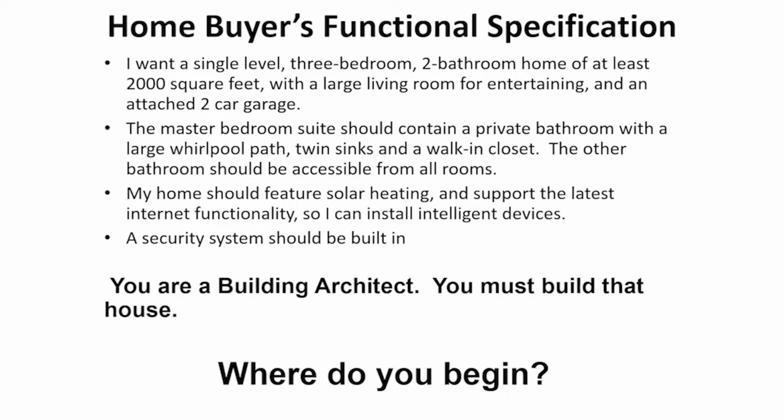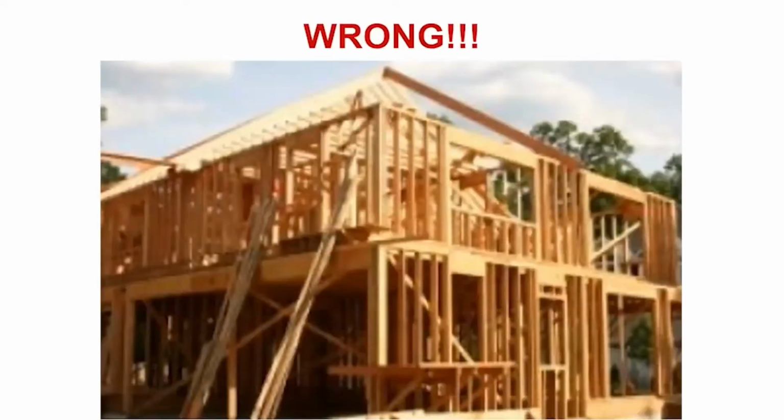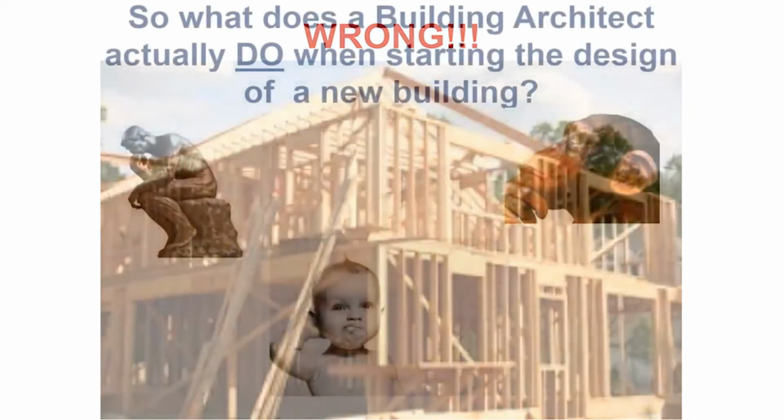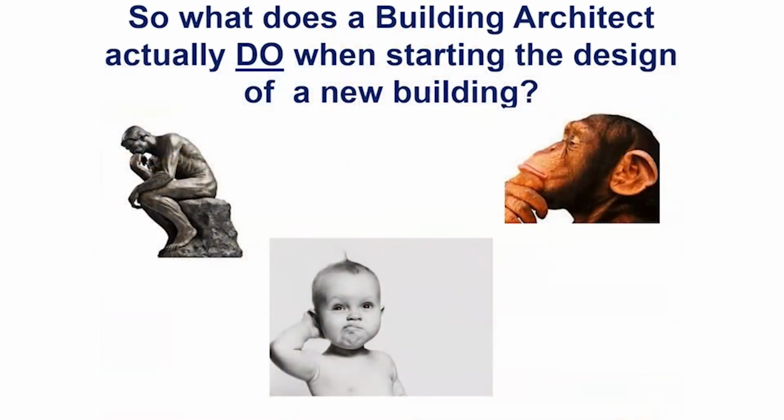You're a building architect. You must build that house. Where do you start? Where do you begin? You've got the specification. Where do you start? That's not where you start. Obviously, there's some thinking that needs to be done between the point that you hear the specification and the point that you say to the carpenters and the electricians and the masons, this is what you do to build that house. So what does a building architect actually do when starting construction or design of a new building?